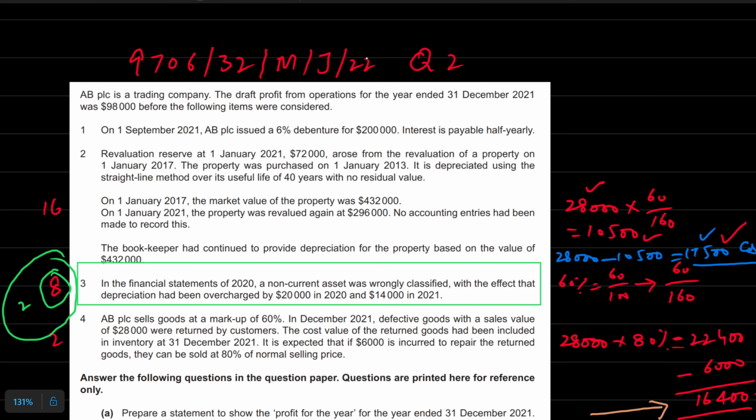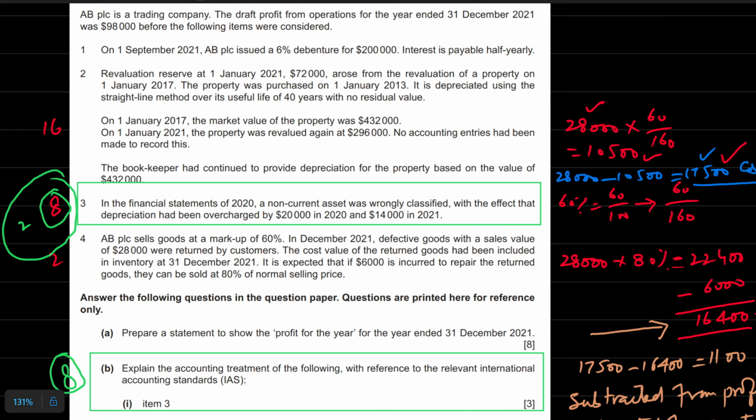So students, this is May June 22 QP 32 and question number 2. In the financial statements of 2020, students, we are at the end of 31st December 2021. So they are talking about the previous year's financial statement. Non-current assets were wrongly classified with the effect that depreciation has been overcharged by 20,000 in 2020.